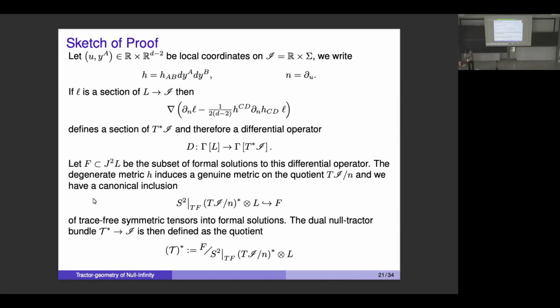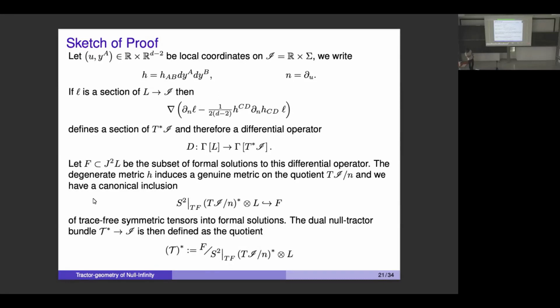Suppose that L is a section of the weight bundle over scri. It turns out that this operator here, you compute this, actually defines a section of the dual bundle. And therefore, this is a well-defined differential operator. It takes a section of the weight bundle, weight 1, to one-forms. It's always there. So one thing you can do now is look for the subset of the second order jet bundle which are formal solutions to this differential operator.